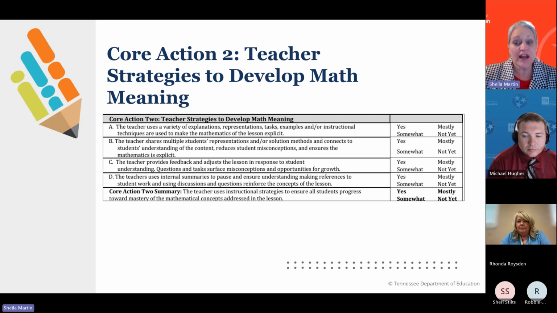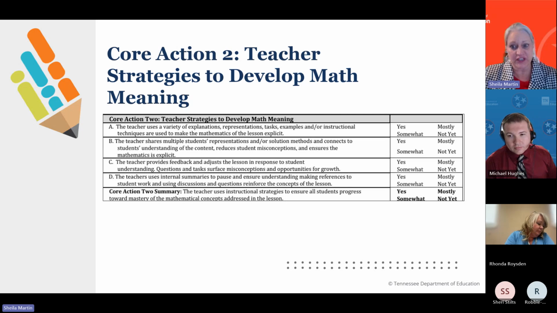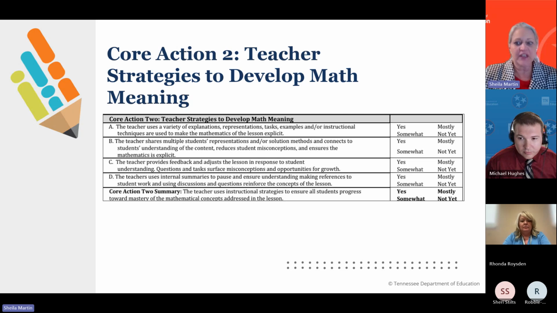Great. With Core Action 2, we're looking at the instructional strategies the teacher is using that support students' progress through the lesson to mastery of learning. Big picture, you are looking to see the teacher is using the materials and craft in a way that allows all students the opportunity to interact and explore mathematics, to connect to and make meaning out of what they're learning. The emphasis here on variety and multiple and student work and adjustments is intentional.